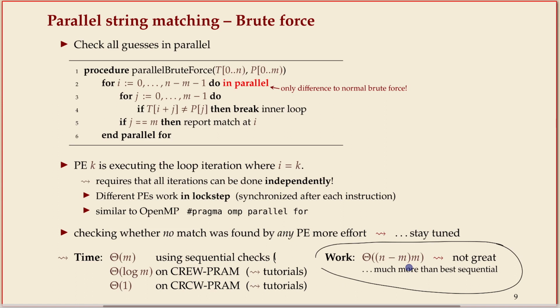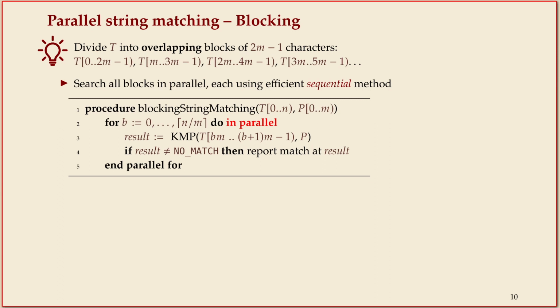But remember Brent's theorem. You must care about work, because you're not usually running on millions of processing elements. You're running on a few dozen. So the overall time would really be the span plus the work divided by your number of processors. And so if the work divided by the number of processors is almost like the sequential running time, you haven't gained anything from parallelizing it. So that algorithm is not that great. At least it's not that great if m is not tiny, right? Now we can do better.